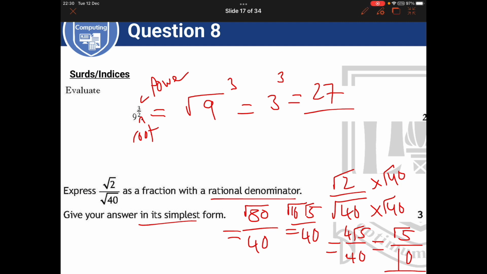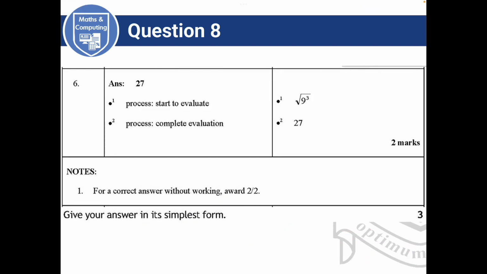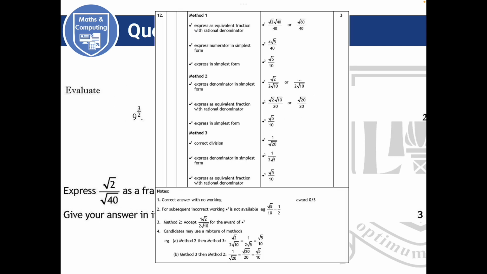Let's have a quick look at the marking scheme. First one was only worth 2 marks. It's for getting into the form, so the square root and the power of 3, and then for processing that to get 27. And then the second one, a couple of different methods you can go about. As I mentioned, the first method here is the method that I have used, so times the top and the bottom by the root 40, and then simplify from there to get root 5 over 10.